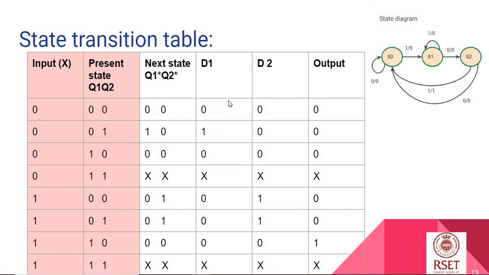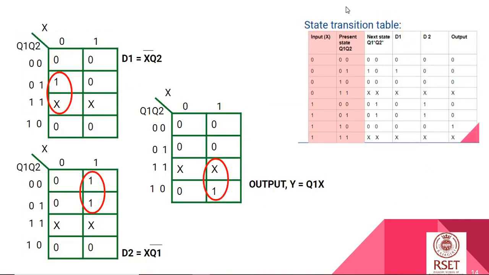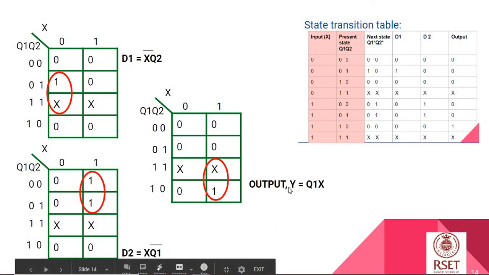So that is, we have to obtain a relationship between D1 and the input and present state. We have to obtain a relation for D2 with the input and the present state. Similarly, we have to obtain a relationship for our output with respect to the variables input and present state. So we have 3 variables, that is the input, and the present state, Q1 and Q2. Based on the state transition table, we can write our K-map for D1, D2 and our output, which is represented by the term Y.